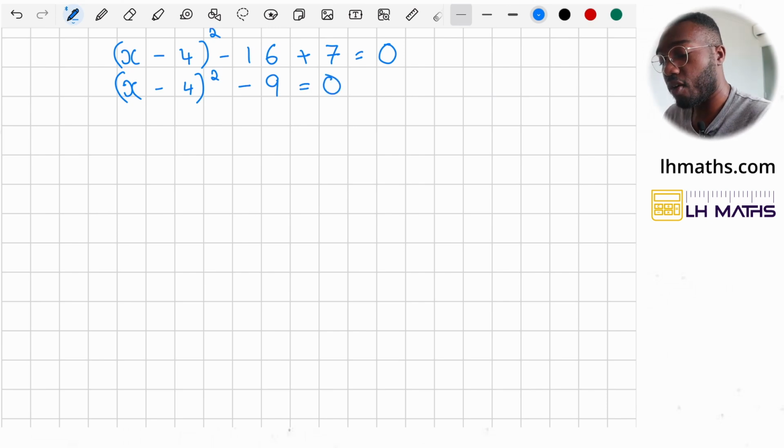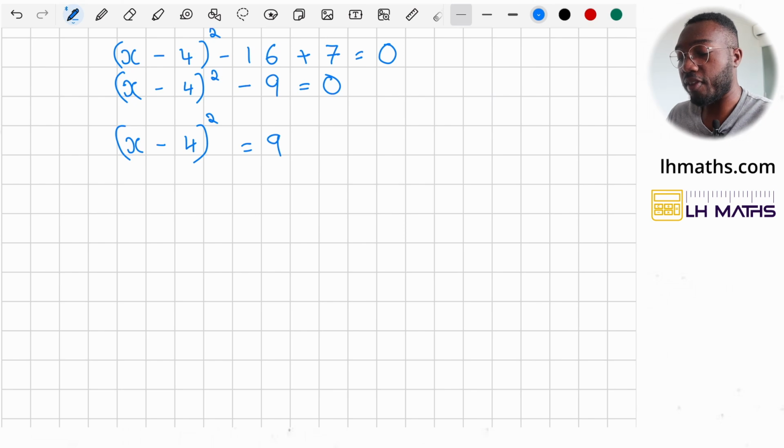And then from there, we now need to try and get the x by itself, okay? We want to make the x the subject of the formula. How do we do that? Well, it's very simple. First things first, we bring that 9 to the other side. So we would get x minus 4 squared is equal to 9.